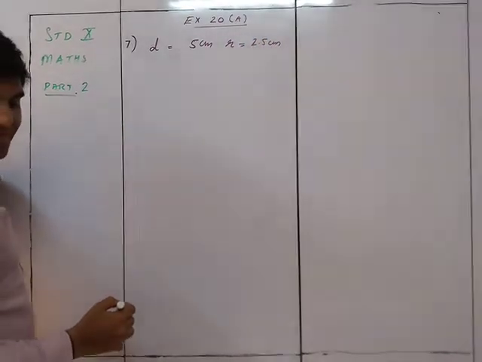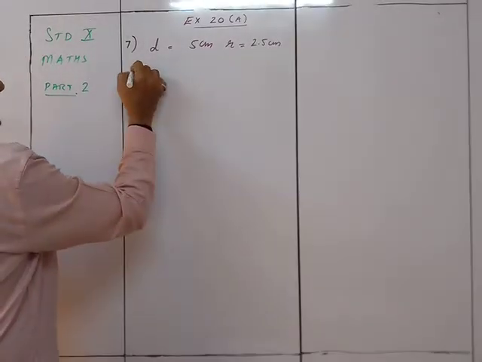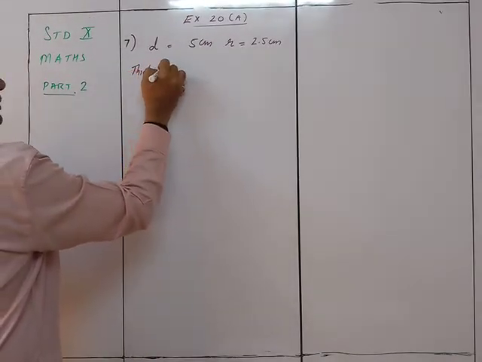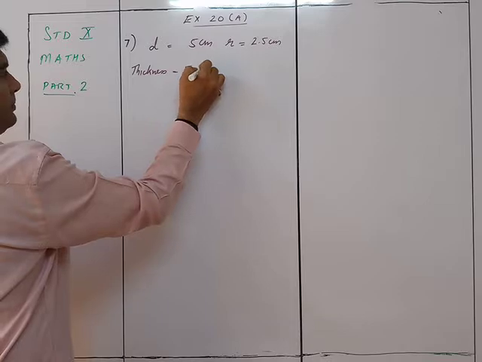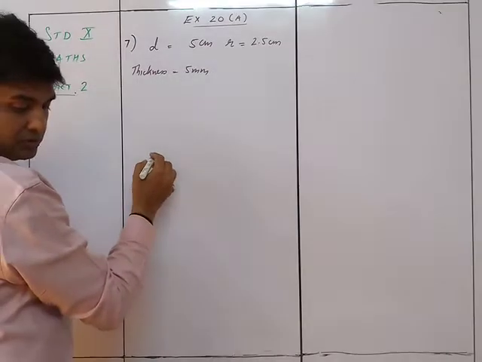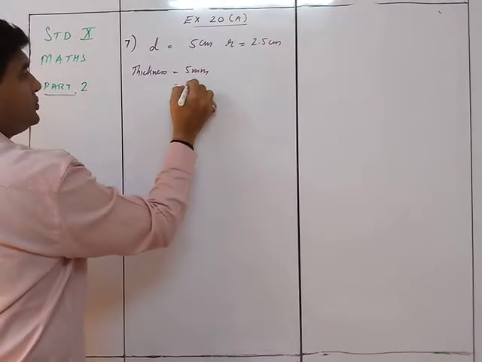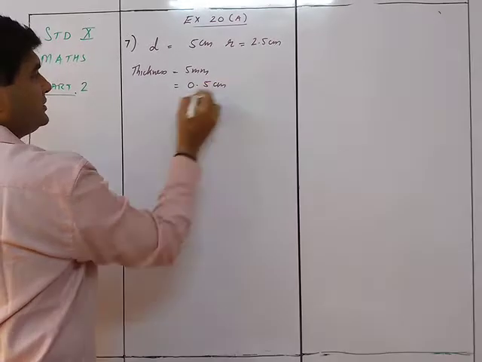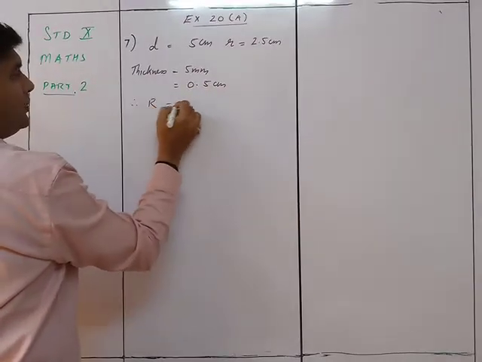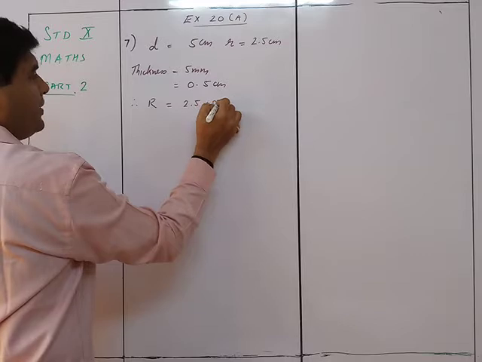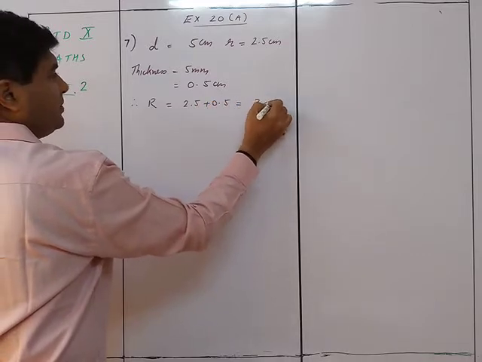The pipe is 5 mm thick all around. So you can see thickness is equal to 5 mm. So that is going to be 0.5 centimeters. Therefore capital R will be equal to 2.5 plus 0.5, which is 3 centimeters.